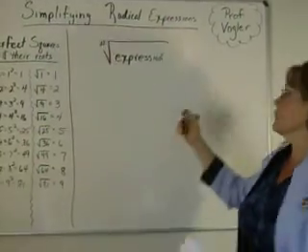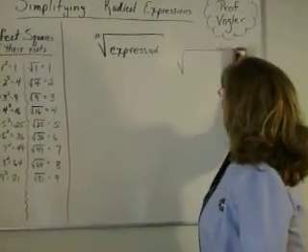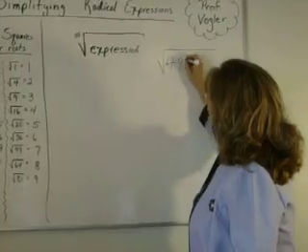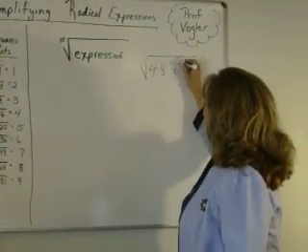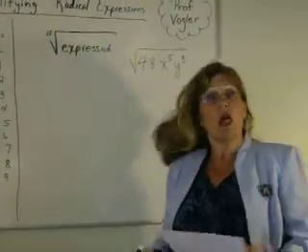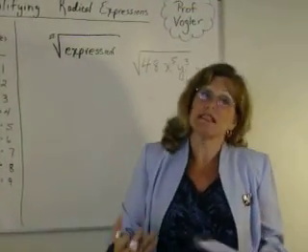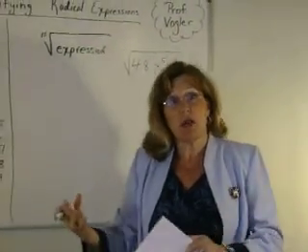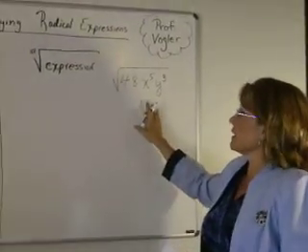So suppose I wrote something like this. The square root of 48 x to the fifth y cubed. Well, that's a radical expression. And today what we're going to do is figure out how we would simplify something like this.